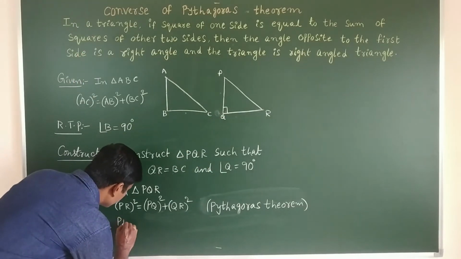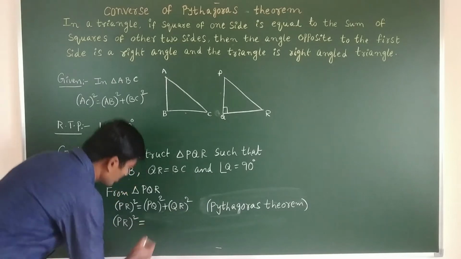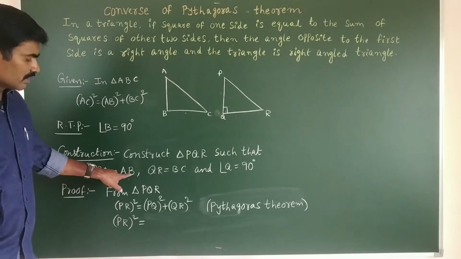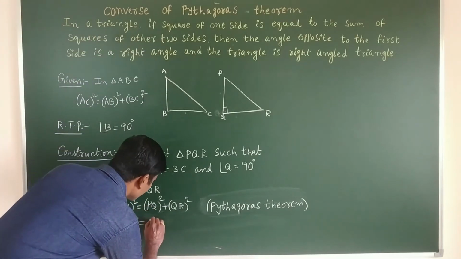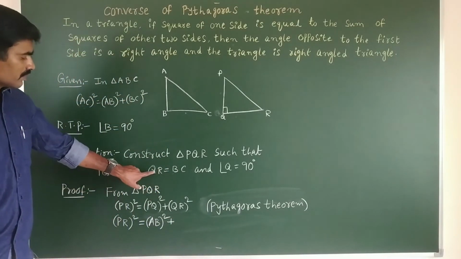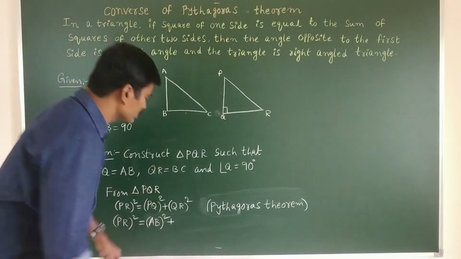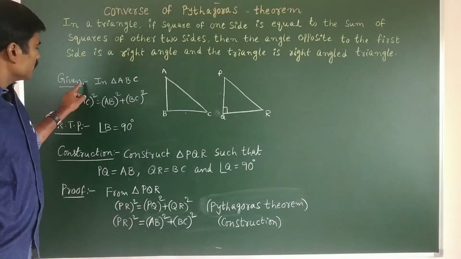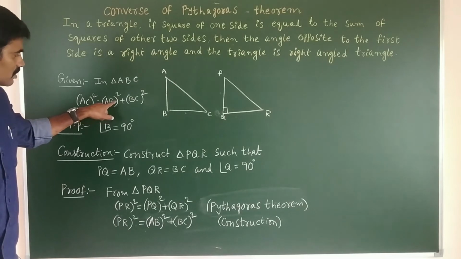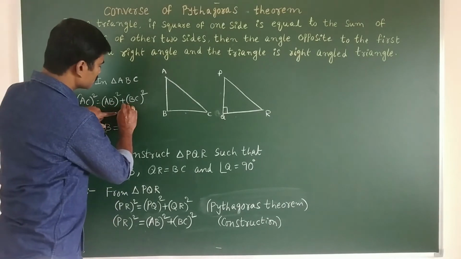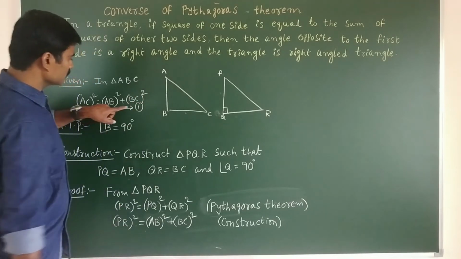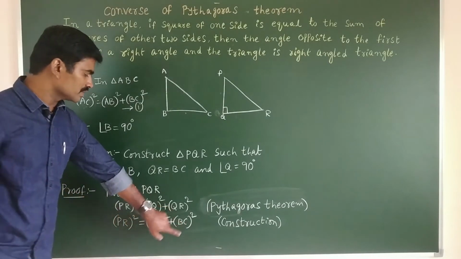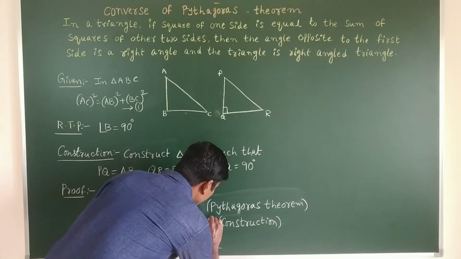PR whole square is equal to PQ. By the construction, PQ is equal to AB, so in the place of PQ, substitute AB. From the construction, QR length is equal to BC, so substitute BC in the place of QR. The reason is construction. In the given condition, AC whole square is equal to AB square plus BC square. Take this as equation 1. And we got PR whole square is equal to AB square plus BC square. Take this as equation 2.